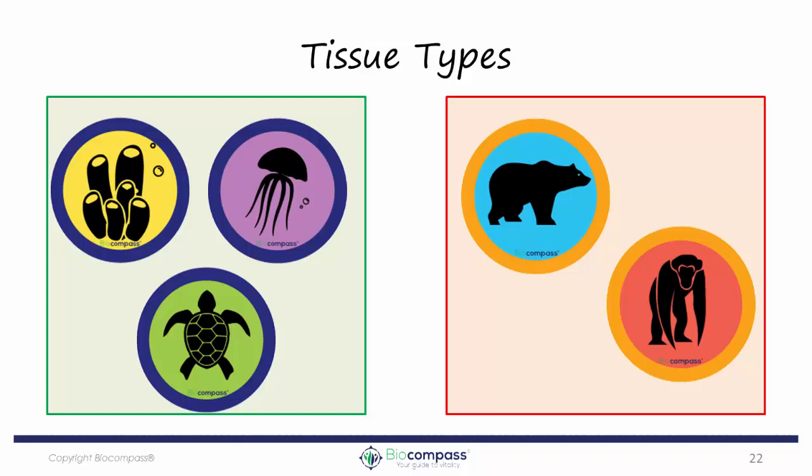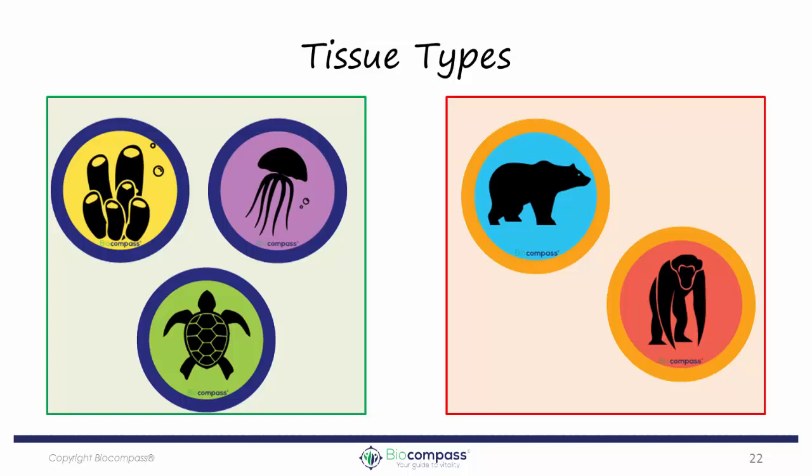Of course, they're not really sponge type tissues, but it's a metaphor, right? Sponge tissue is all about digestion and taking food in and excreting food. The jellyfish tissue is all about moving food inside of your intestines. The turtle tissue is all about protection and integrity. The bear tissue is all about strength, stability, and the chimp tissue is all about social connection.